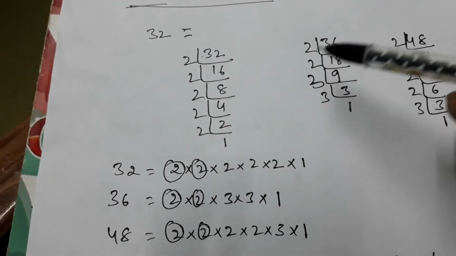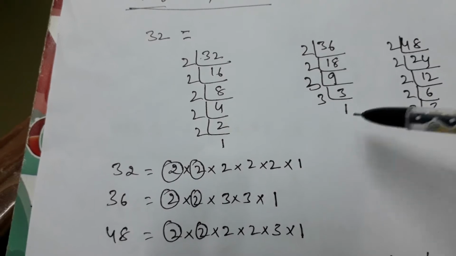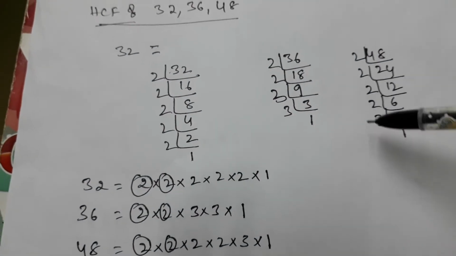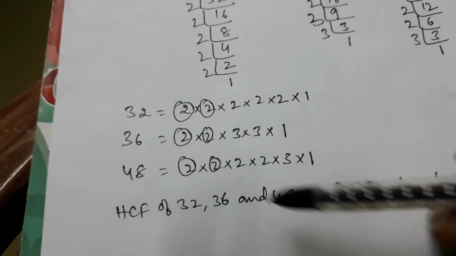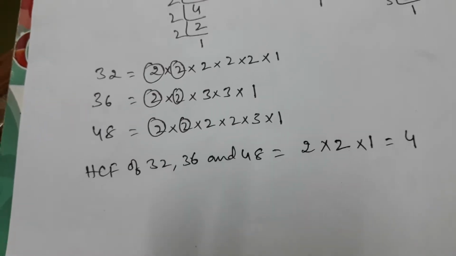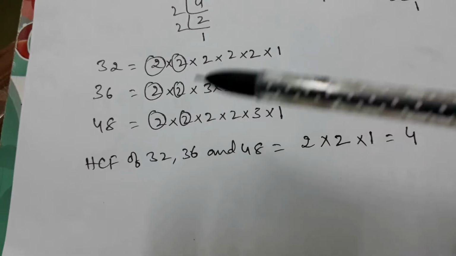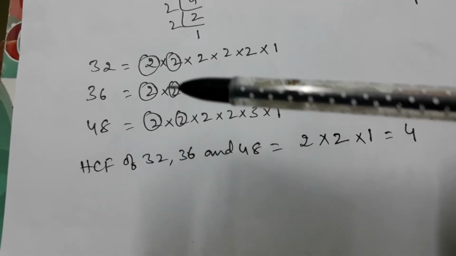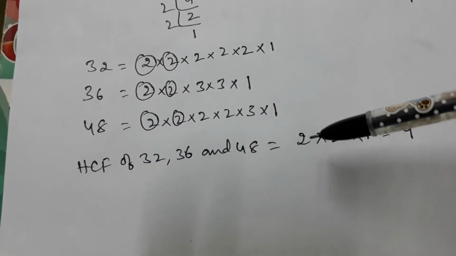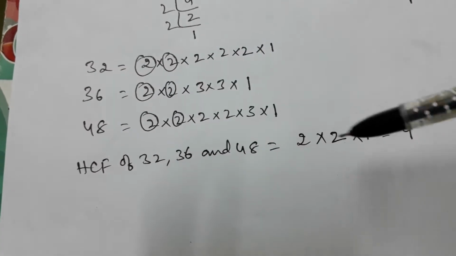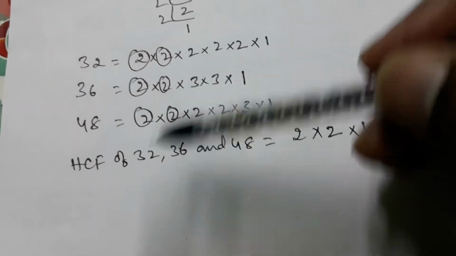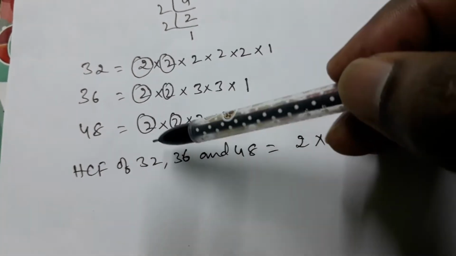Then 36 is equal to the multiplication of all the outside numbers. 48 is equal to the multiplication of all these outside numbers. So now write the factors. Now in these factors, what is common? Whatever is common in all, take as one factor here. See, the common factor right here. 2 is a common factor for all.